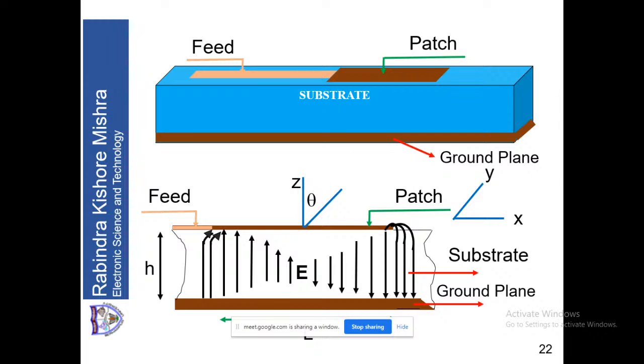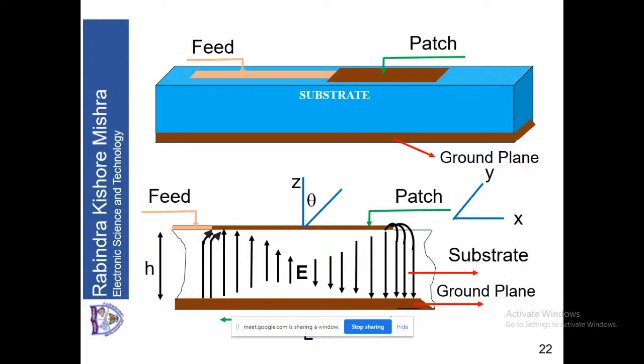So first, the left half shows the field from the ground to the patch. It is a maximum at the patch end, then it goes to 0 at the patch center, then it goes to the negative value of the maximum at the other patch end. So that is how it is shown.